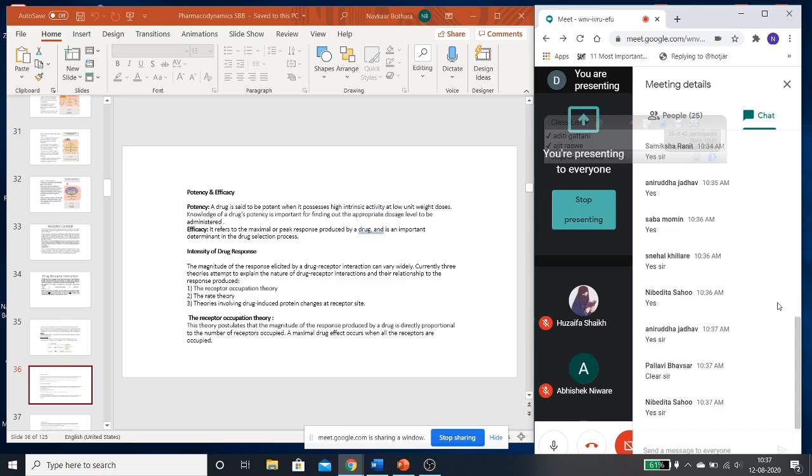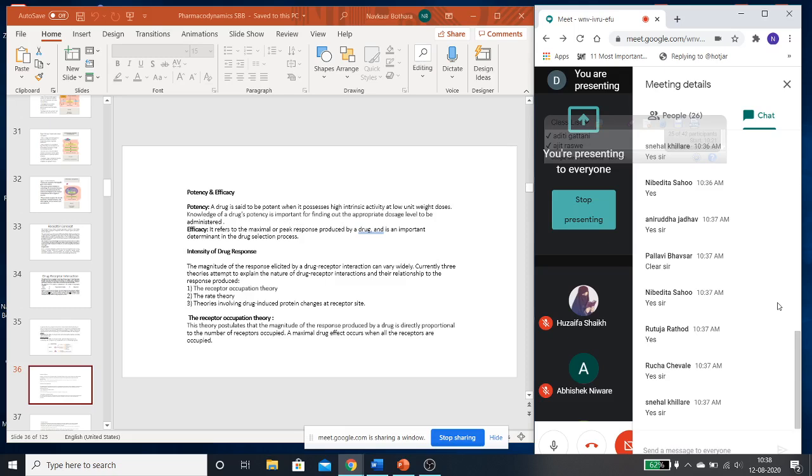So any drug response will depend on the drug receptor interaction. We have seen many times, I told you many times, that the higher the drug receptor interaction, the higher will be the activity, the higher will be the response. But the drug must have both these things, higher potency and higher efficacy. So more will be the response.